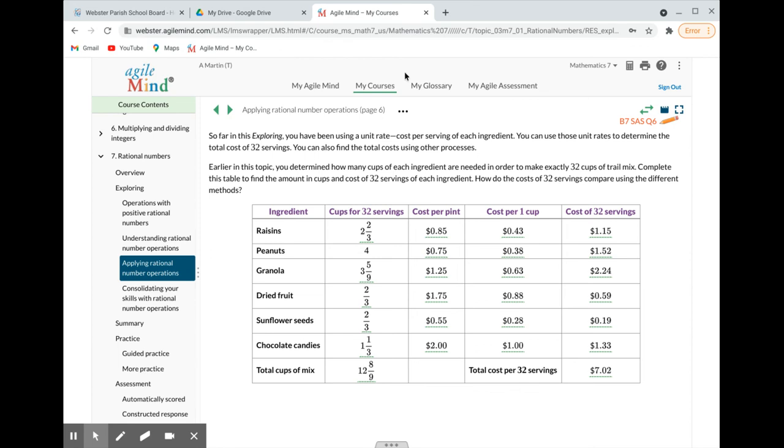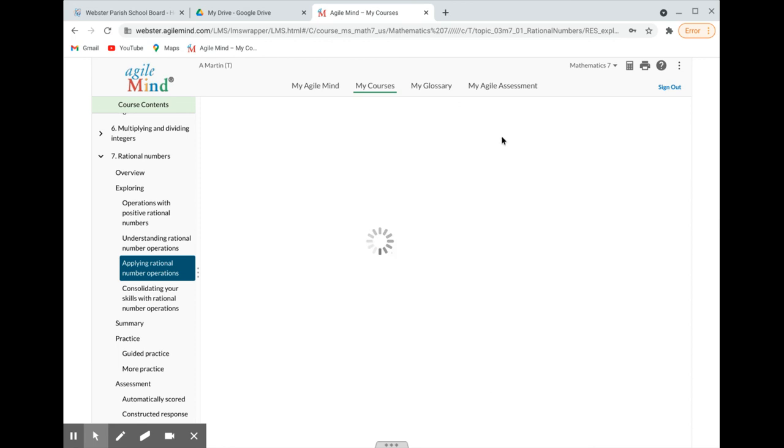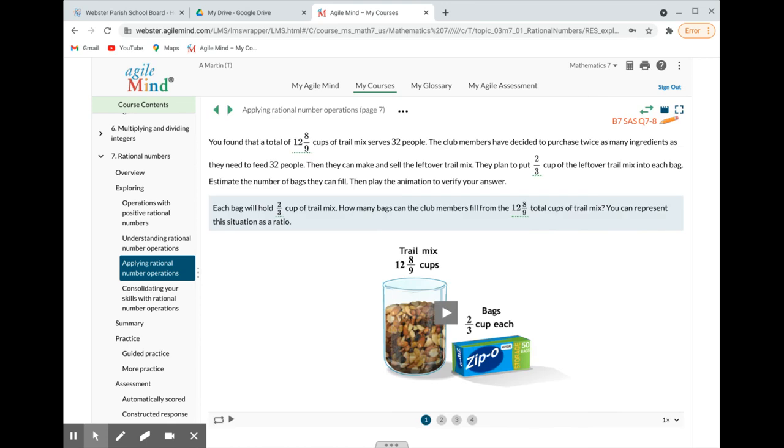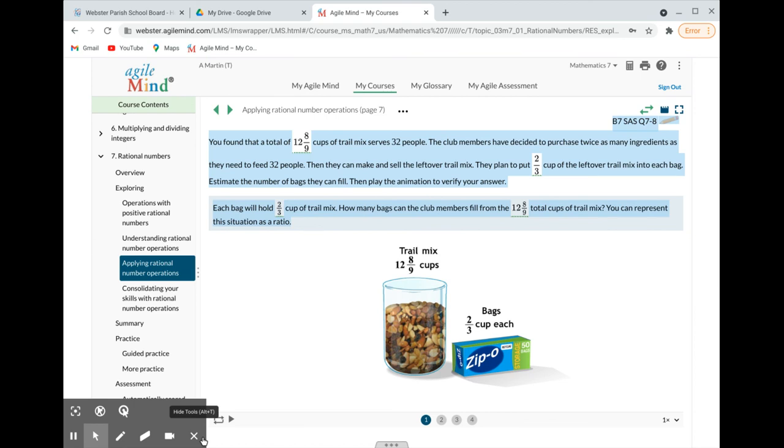All right, let's take a look at page 7. Jemiah, will you read this, please? Yes, sir. I want you to read all of that, from here all the way to there. Just read the whole thing. Okay. You found the total of 12 and 8/9.